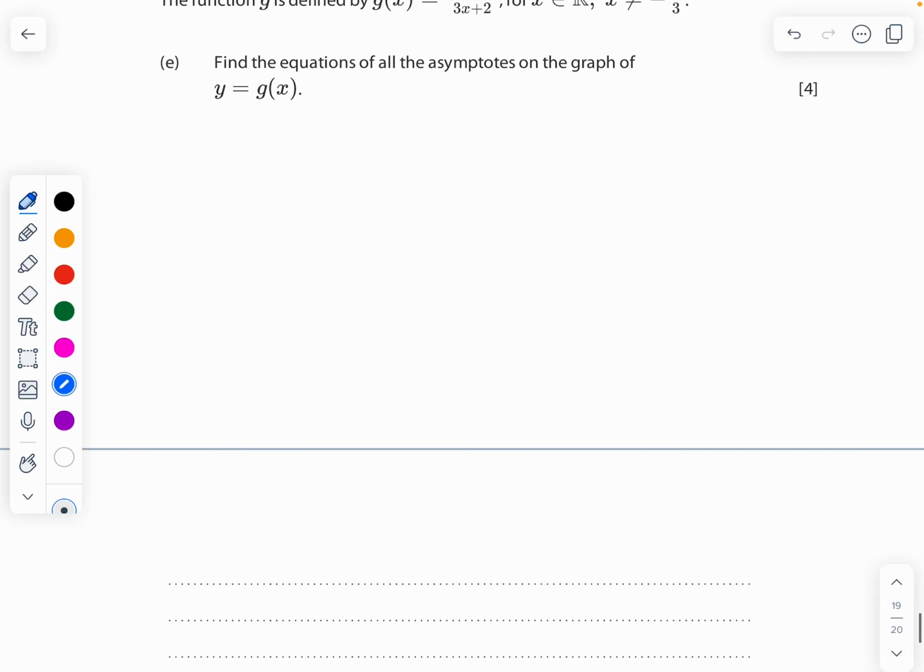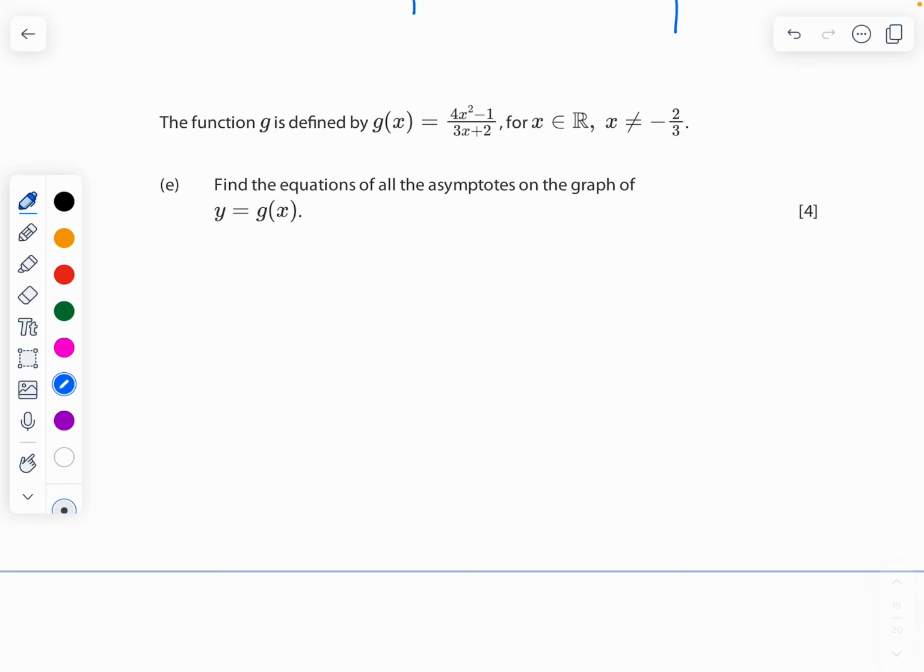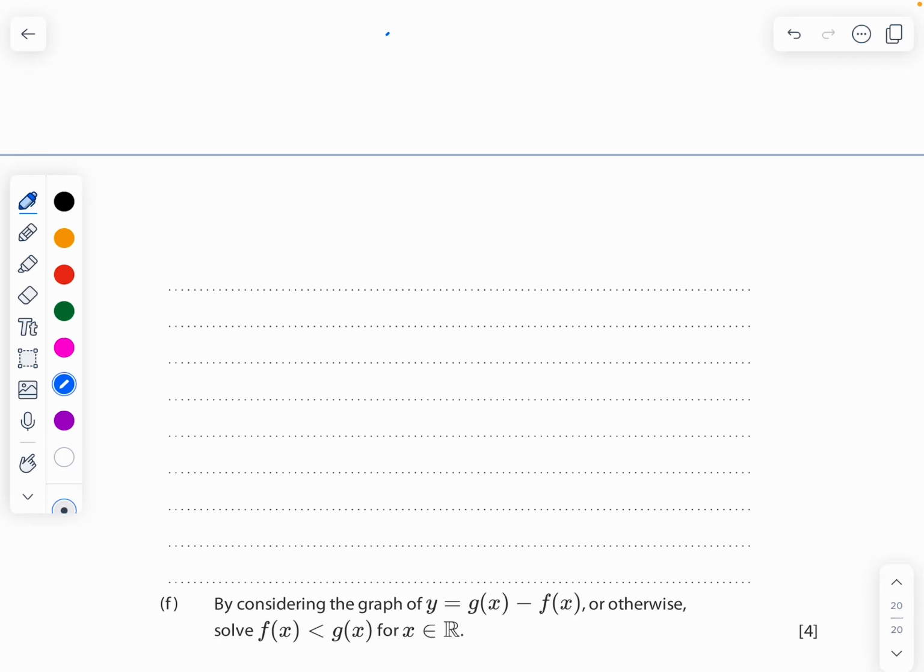Next, the function g is defined by g of x equals this much, x is not equal to minus 2 upon 3. Find the equations of all the asymptotes. So x equals negative 2 upon 3 is one of the asymptotes, and for the oblique asymptote, if you remember, the gradient is 4 divided by 3. So we can do that, or else we will do it by long division.